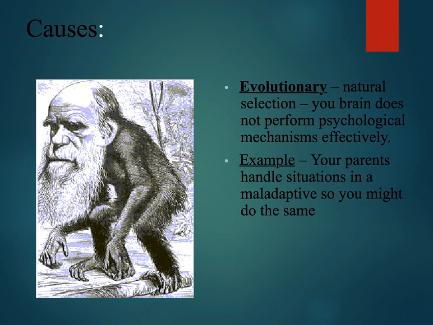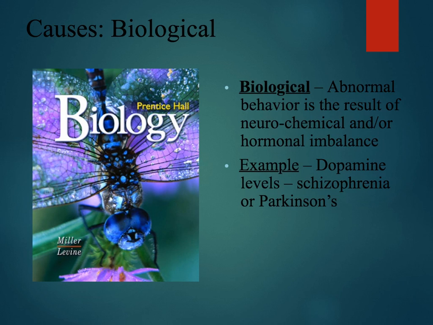The evolutionary approach, the natural selection approach to disorders, states that your brain does not perform psychological mechanisms effectively. So, for example, your parents handle situations in a maladaptive way, so you might do the same because of the genetic predispositions that were passed on to you. This goes hand in hand with the biological approach. The biological approach assumes that abnormal behavior is the result of neurochemical and/or hormonal imbalances. So, for example, you might have heightened levels of dopamine, which can lead to schizophrenia or Parkinson's.